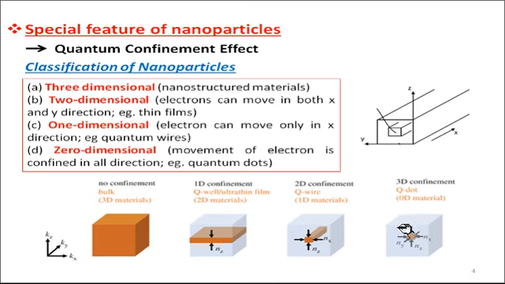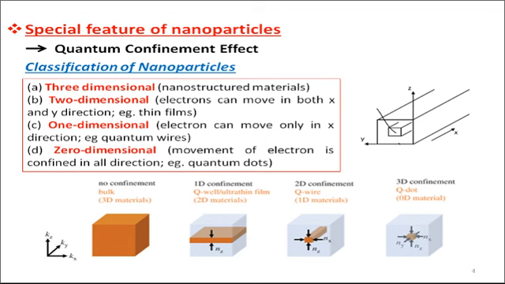These types of particles are known as quantum dots, and quantum dots are also called zero dimensional materials, because along any dimension the electron movement is not possible. That means along any dimension the electronic movements are restricted, confined. So these very small, very fine particles are known as quantum dot nanoparticles, and they are the example of zero dimensional nanoparticles.